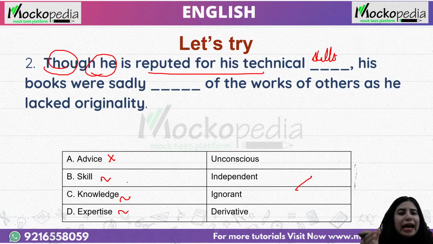His books were sadly dash of the work of others as he lacked originality. So if he is lacking originality, then his books were sadly copy of the works, right? So like I said, keep the predicted word to be simple.